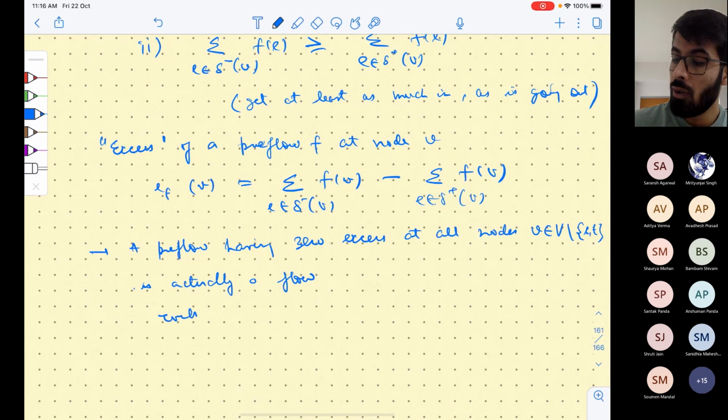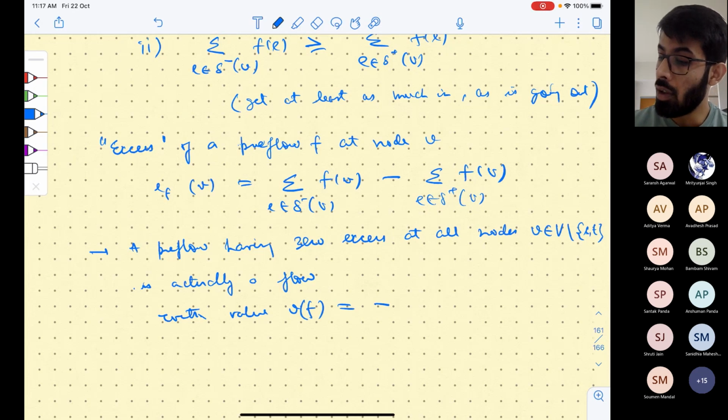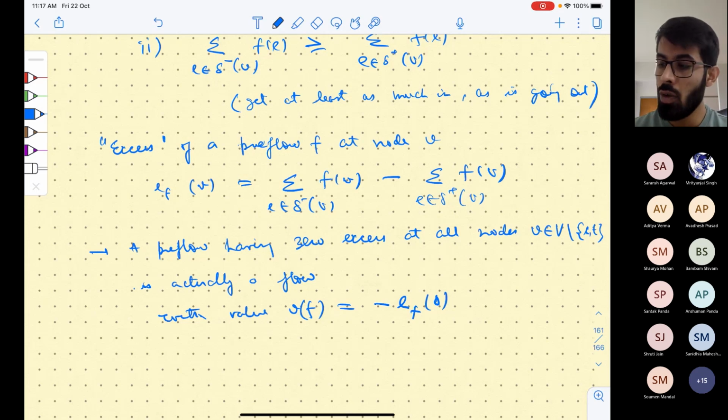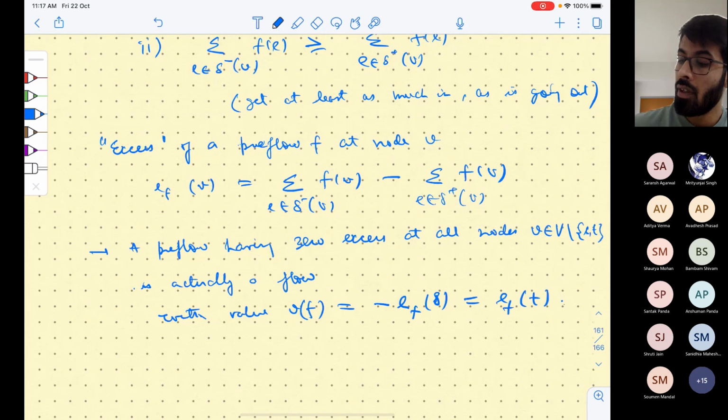And the value of f is equal to minus the excess of s, e_f. How did we say it? S, because s has negative excess because it does not have anything coming in, but it has flow going out. So the flow value is going to be the minus of that. And this is equal to the excess of t, right?